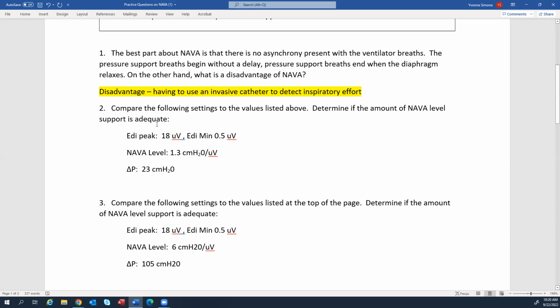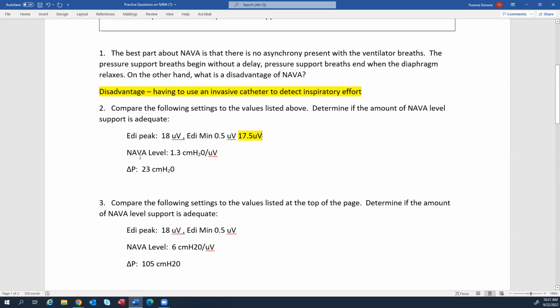So it shows the EDI peak of 18 microvolts. If we subtract the EDI minimum, remember that's just the noise or the electrical activity in the diaphragm when it's at rest, we can subtract that. So 18 minus 0.5 is 17.5. So 17.5 is above the normal. We said the normal is between 5 and 15.